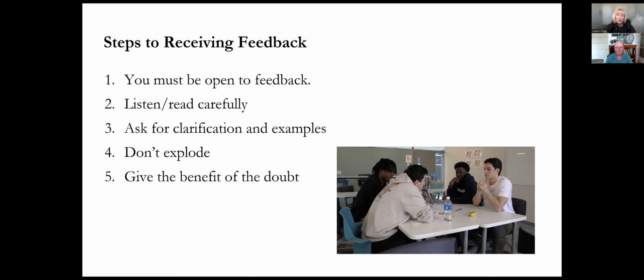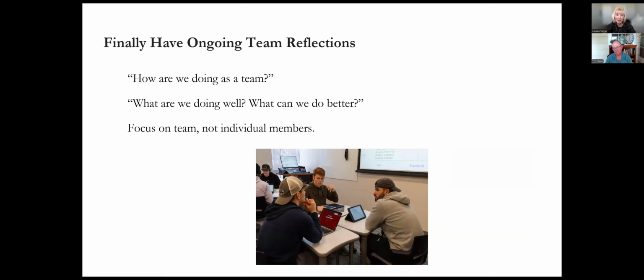And give the person giving feedback the benefit of the doubt. They don't see you all the time. They might not know what you're doing behind the scenes. They may not know what personal issues you have that are affecting your performance on the team. Maybe they need to know that, but it's important to give them the benefit of the doubt as you are receiving feedback. Now, there's one other important thing to think about in receiving feedback.